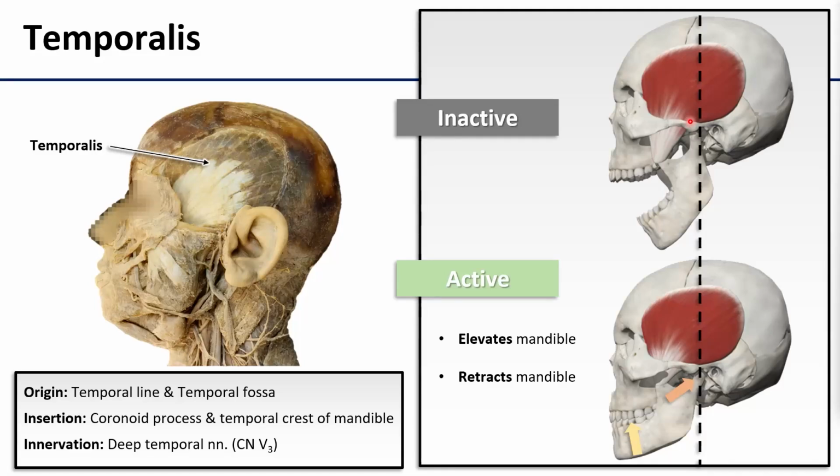All right. When temporalis contracts then, so this is it stretched out, inactive, when it contracts, it will pull that coronoid process back up and posteriorly. So we say it elevates the mandible and it will retract the mandible. All of the muscles of mastication that we're going to talk about here are innervated by branches of the mandibular nerve, or V3. Temporalis is specifically innervated by the deep temporal nerves that branch from V3.